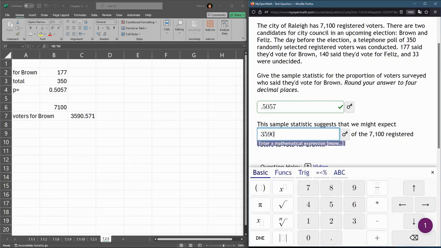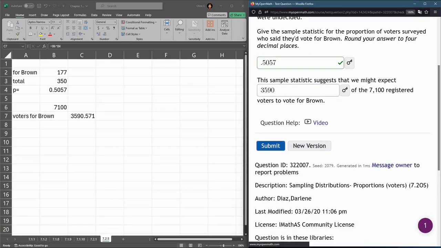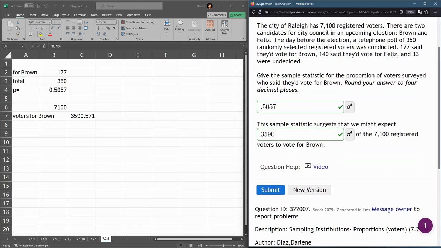So that was the correct answer. If we rounded poorly, it still would give us credit.